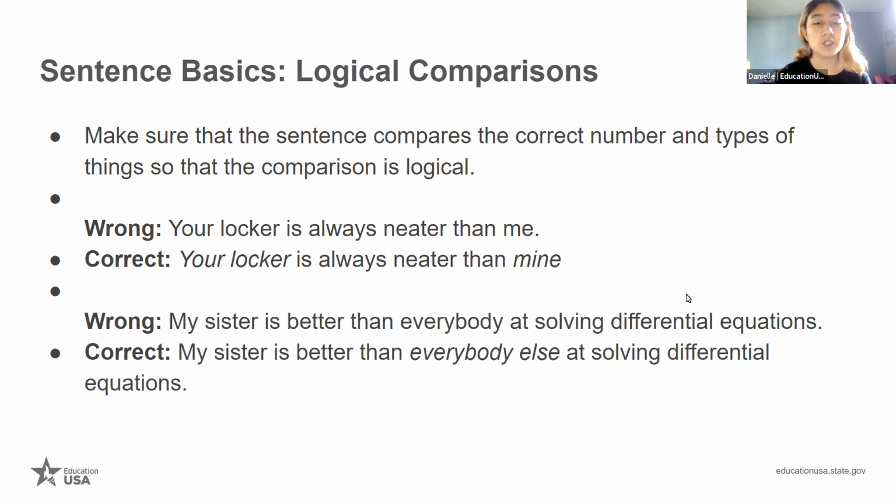Next one. "Your sister is better than everybody at solving differential equations." I wish I was. "My sister is better than everybody else at solving differential equations." So you can see how, in this example, the comparison is limited to the other people doing the differential equations, rather than the first example being just everybody. Meanwhile, the correct answer simply limits it: my sister is better than everybody else at solving differential equations. Also, it flows better.